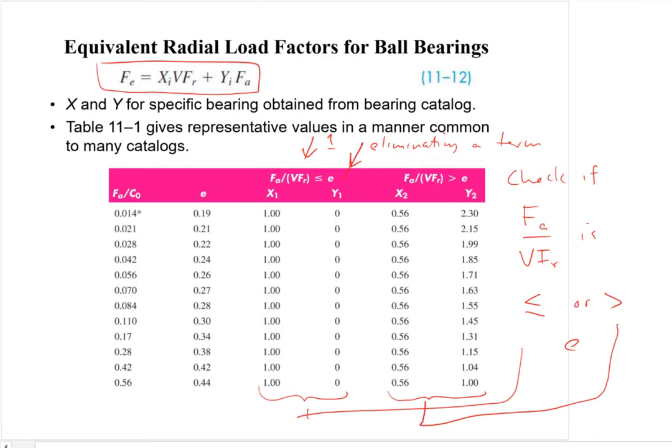So the first step, step 1, would be you check out your FA over CO, determine what E is. So step 1 is FA over CO equals what? Step 2 is find E. Step 3 is what is FA over V. Let me draw that a little nicer and pick the original color.